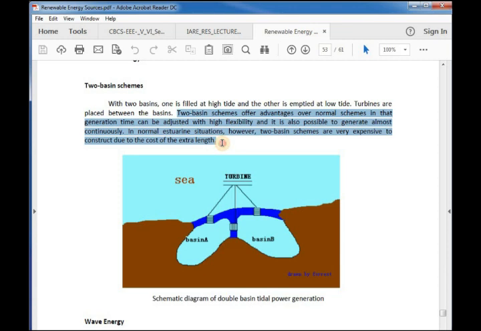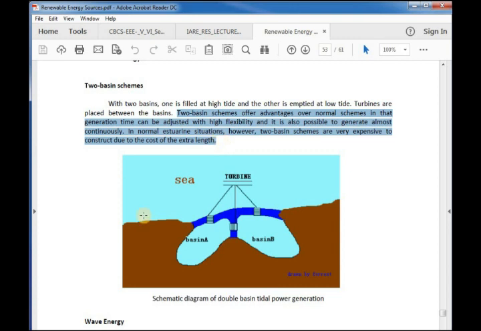However, two basin schemes are very expensive to construct due to the cost of extra length. Because you are using a two basin scheme, the length or the space you are using is increasing. That's the reason it is not cost efficient, but the flexibility of time increases because there will be continuous generation. There will be no time gap.